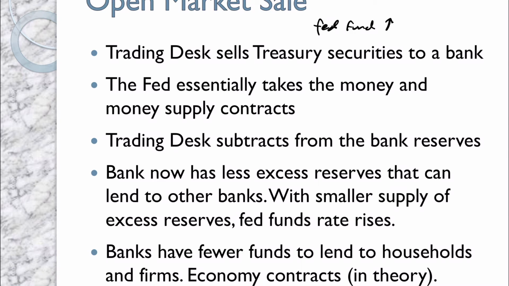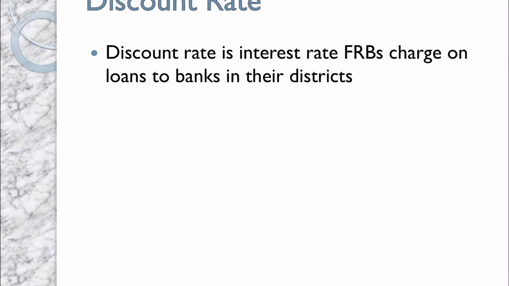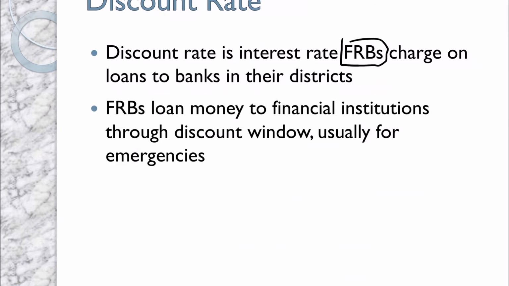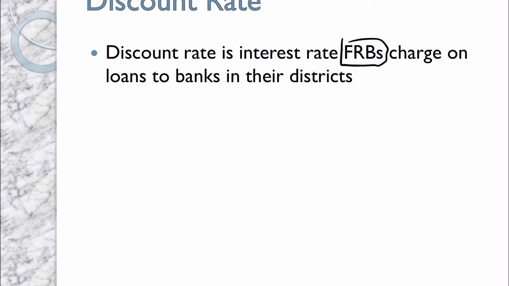The second method for conducting monetary policy is impacting the discount rate. So what is the discount rate? The discount rate is the interest rate that Federal Reserve banks, so one of those 12 district Federal Reserve banks, charge on loans to banks within their districts. This discount rate is controlled by the Board of Governors of the Fed. So this is those 7 members, the chair, the vice chair, and the other 5 members. The discount rate is impacted by this, vice versa from the Federal Open Market Committee helping with the open market operations.